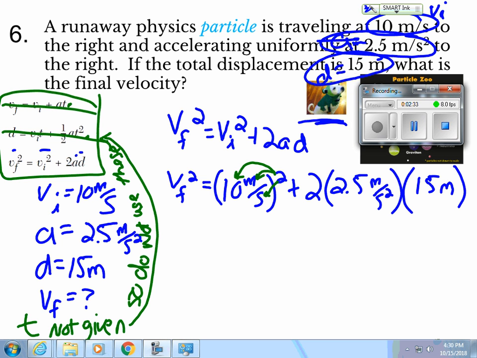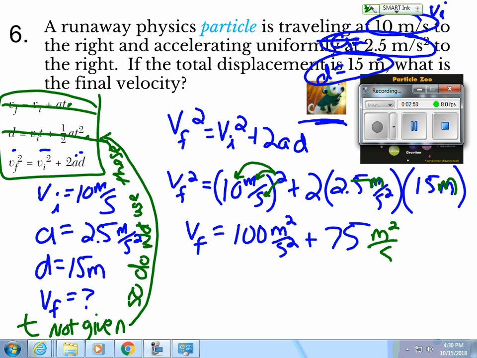So now I'm going to write my V final squared is equal to 100 meters squared per seconds squared, plus, if I multiply my 2 times my 2.5 times my 15, I get 75. What's my units? A meter times a meter. Sorry, it's not supposed to be crossed out right there. It would be meter squared. My seconds squared on the bottom does not cancel out. Looks a little crazy with the units, but don't forget that should be squared.